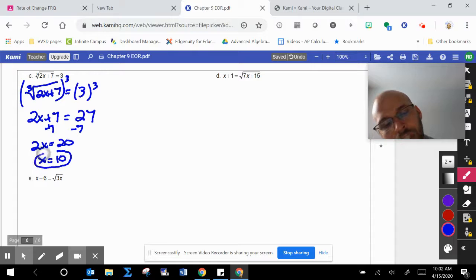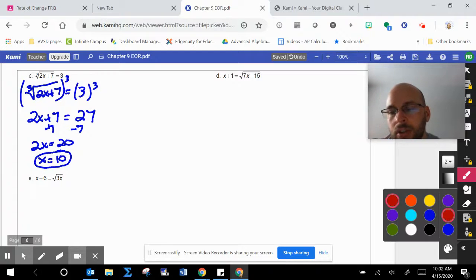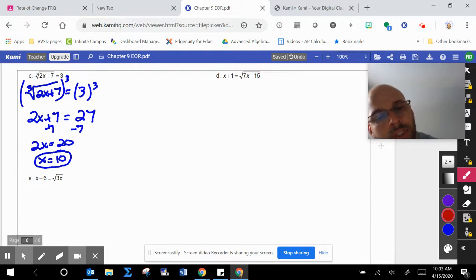Okay, now we need to check to see if that's a solution. We need to see if it's extraneous. So I'm going to say the cube root of 2 times 10 plus 7 equals 3.